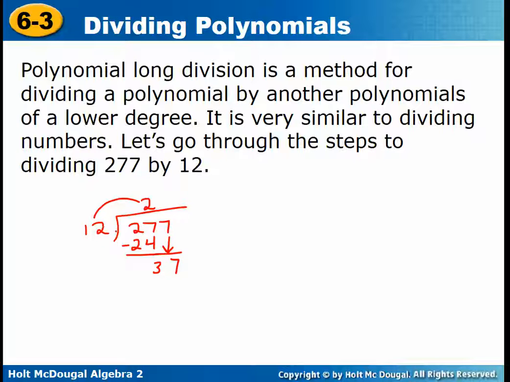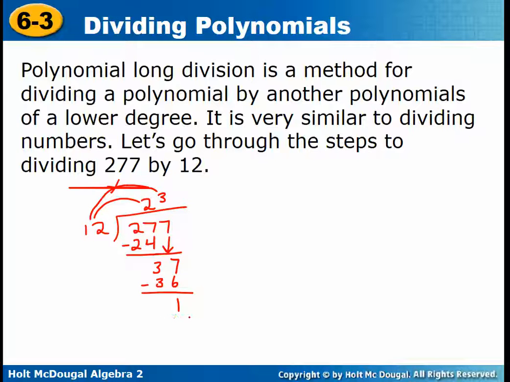So I think, 12 times what equals 37? How many times does 12 go into 37? 12 times 2 is 24. 12 times 3 is 36. So that is the one that I want. Then you multiply back. Again, you take 3 times 12, and you have 36. You write that underneath the 37, and then you subtract. 7 minus 6 is 1.